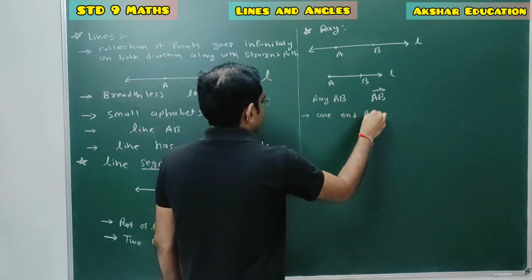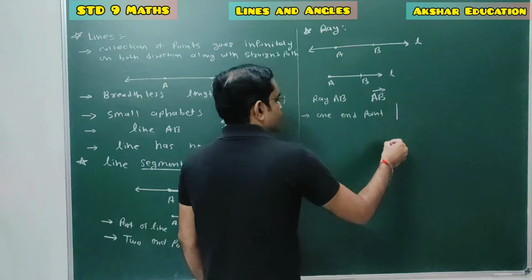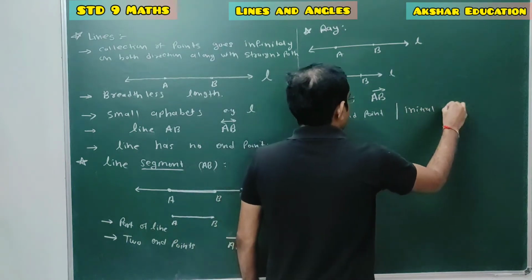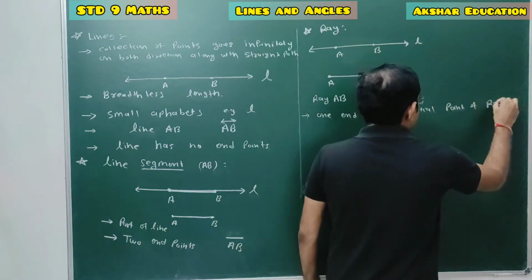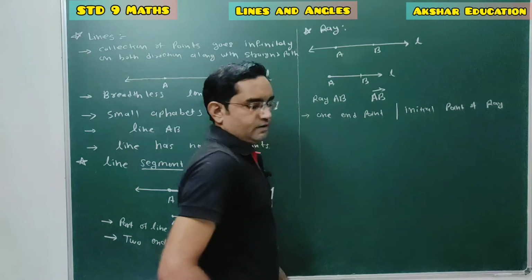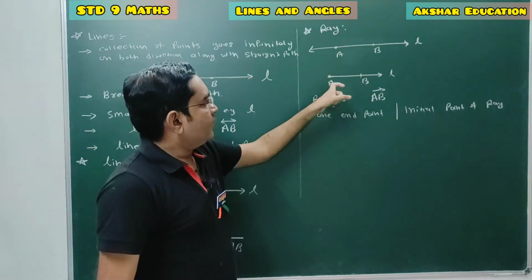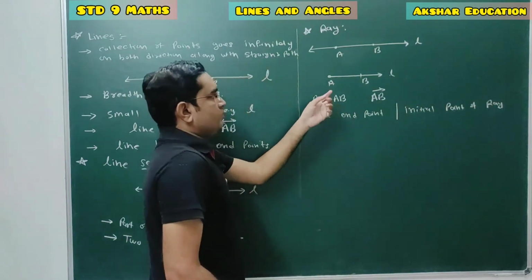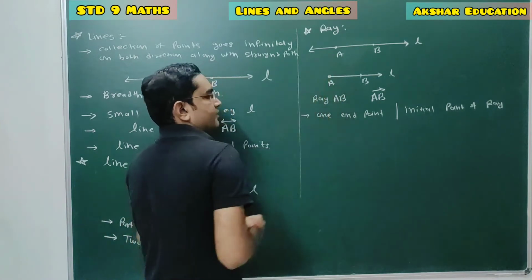One endpoint is there in any ray, and that endpoint is known as the initial point of the given ray. Here we consider a part of the line with a point A, and the part on the right side of that point. So the only endpoint in this ray is point A, and this point A is known as the endpoint of that ray.